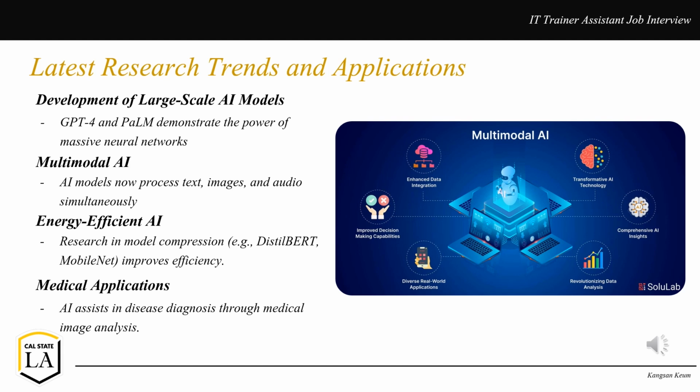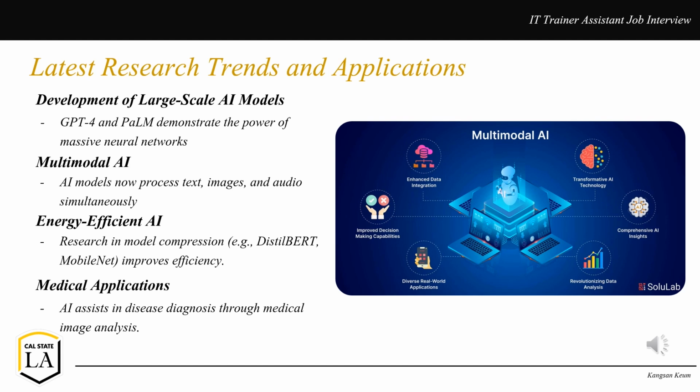Second is multimodal AI. Modern AI systems can process text, images, and audio simultaneously, allowing them to perform tasks like image captioning and speech-to-text conversion. Third part is energy-efficient AI. Training deep networks is computationally expensive, so researchers are working on model compression techniques like DistilBERT or MobileNet, which reduce the number of parameters while maintaining performance.